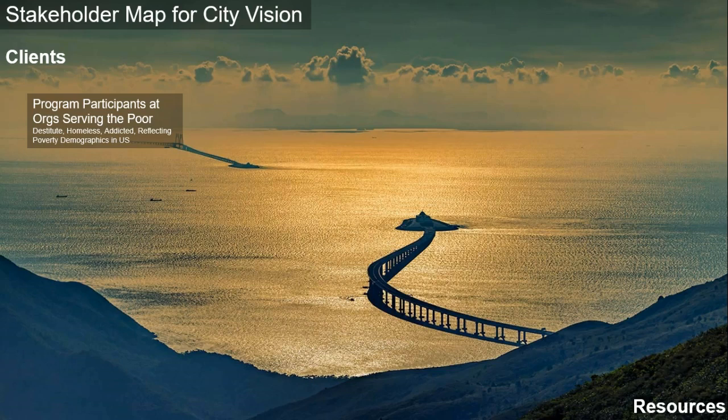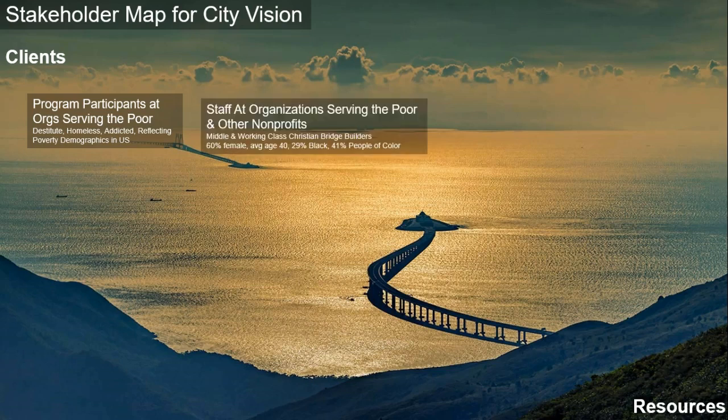That's one group, but that group's farther on the bridge from us, and that's why I showed it graphically. The other group is staff at organizations serving the poor and other nonprofits. We do serve others beyond that, but these are two core groups, and I wanted to simplify it. That group largely is middle and working class Christian bridge builders. Our student demographics are 60% female, average age 40, 29% black, 41% people of color, so that's 59% white.